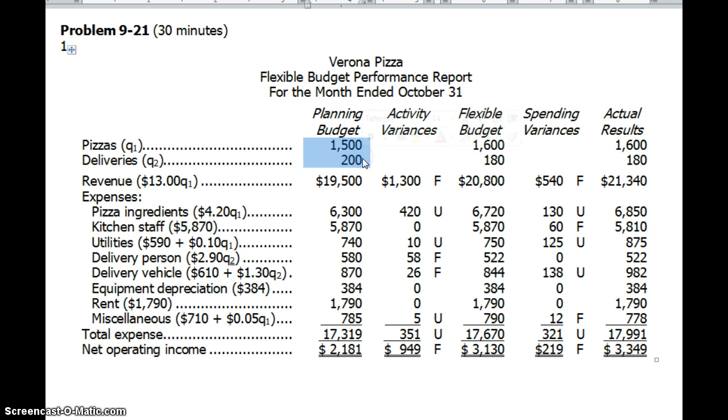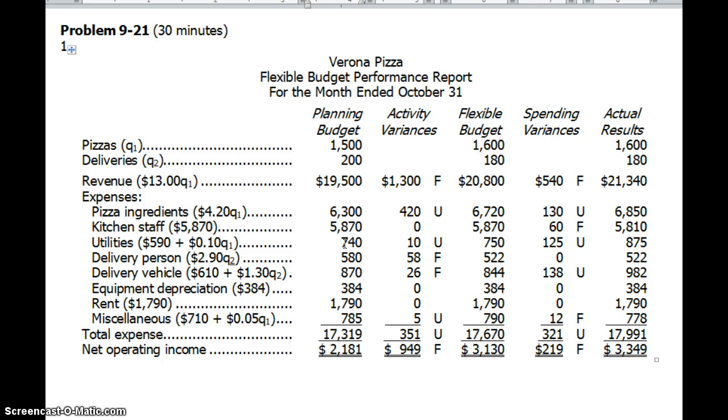Planning budget is based on 1,500 pizzas, 200 deliveries. Using the data given, we calculate our revenue. If we're going to sell 1,500 pizzas at $13 per unit, we'll have revenue of $19,500. Given 1,500 pizzas, using the per unit cost, we'll have ingredients of 6,300, which is 1,500 times $4.20. We'll have kitchen staff labor cost of $5,870, which was a fixed cost as given.